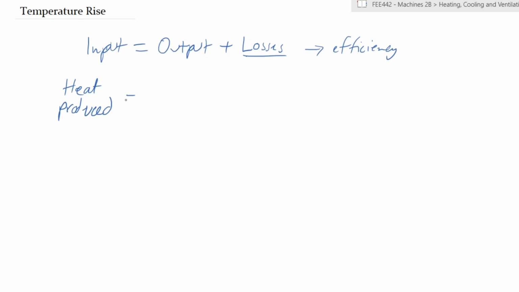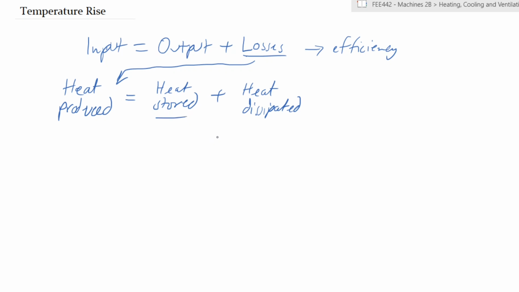So the heat produced is equal to heat stored plus heat dissipated, right? All the heat from your losses is either retained within the machine, that is, the temperature of the machine will rise, and this is the form of stored heat, or it is dissipated to the environment, that is, it loses heat to the environment through radiation, conduction, or convection. Now, in terms of the heat produced, we can quantify that as Q. So Q is your heat loss.